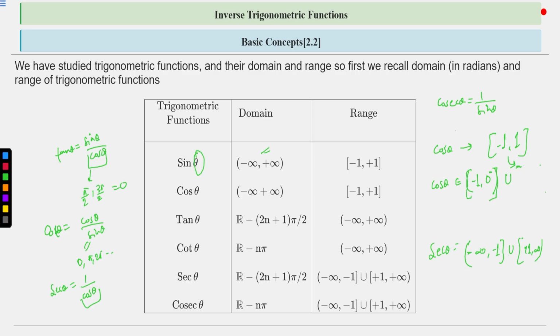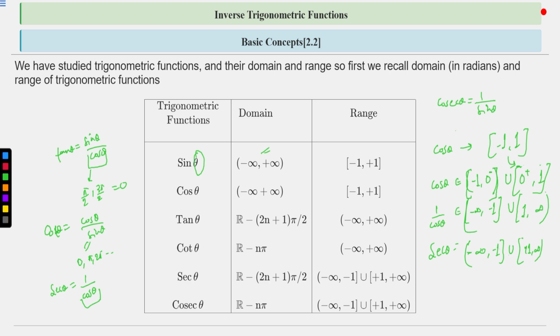-1 to 0 union 0 plus to 1, right? Like that. And when you take the inverse of that, 1 by cos theta, all the values will be inverted. So 1 by 0 minus will be minus infinity, right? Minus infinity. And 1 by -1 will be -1. Got it? Clear? Union. 1 by 1 is again 1, and 1 by 0 plus is basically infinity. Like that.